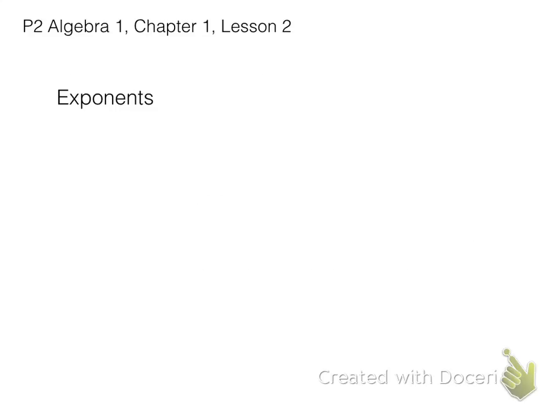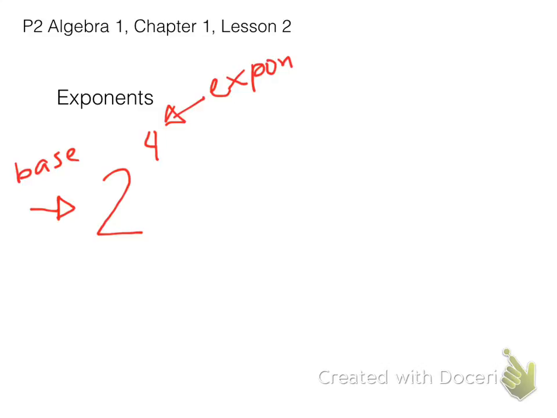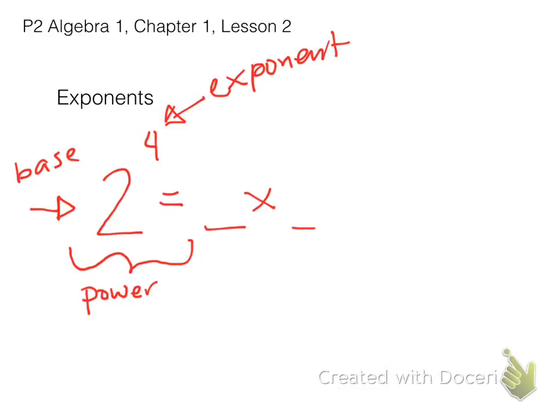Exponents. I hope you all remember exponents. If you don't, let's do a crash course in exponents. Let's say I have 2 to the fourth power. The big number is the base. The small number is the exponent. And if I include the whole thing, the base and the exponent, that's what we call a power. Basically, the exponent tells the base how many times it's going to multiply itself.